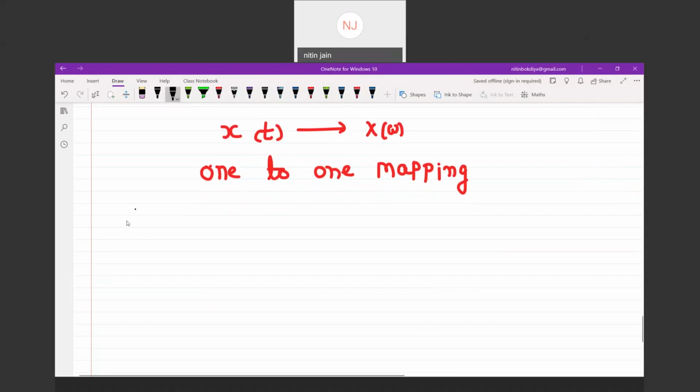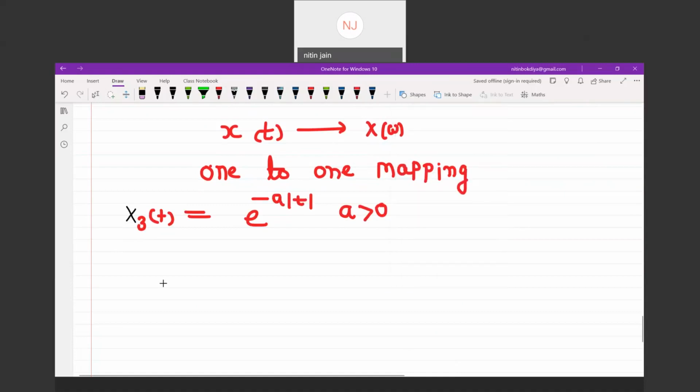Let's say this is x3(t), and x3(t) is given by e to the power minus a mod of t, where a is greater than 0. So can we find the Fourier transform of this function?